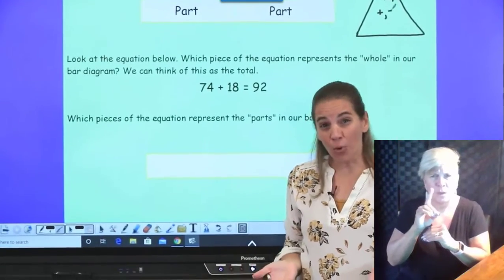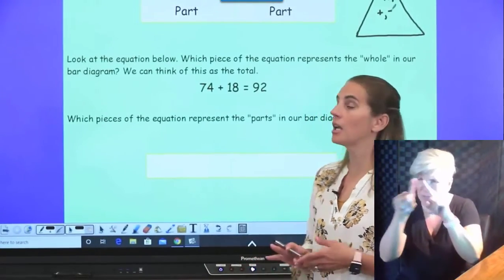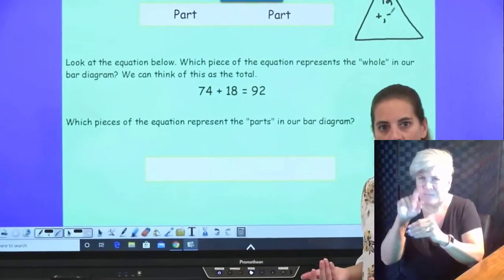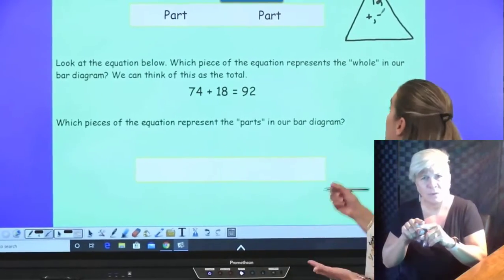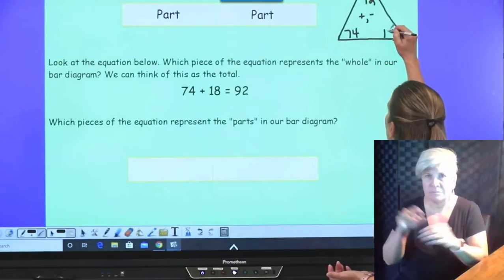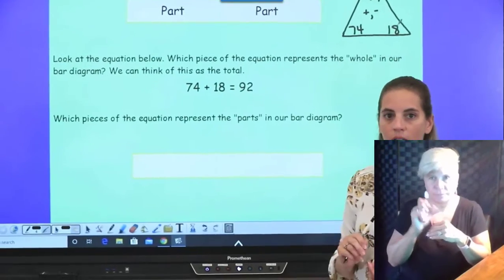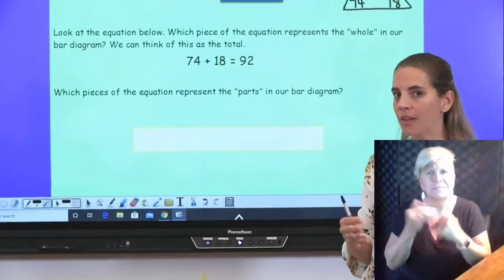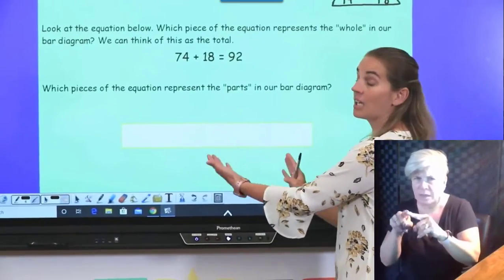Where would our 74 and our 18 go if we were making our fact family triangle? Where would we put that? Perfect, we would put them right down here. Now remember, order doesn't matter just yet, not in this equation. Okay, so let's take what we know about that fact family triangle and let's put it here.